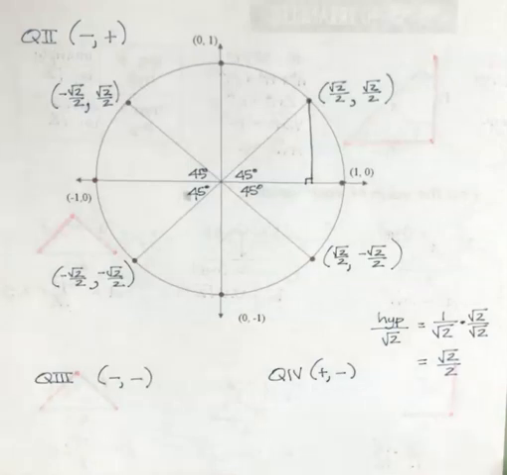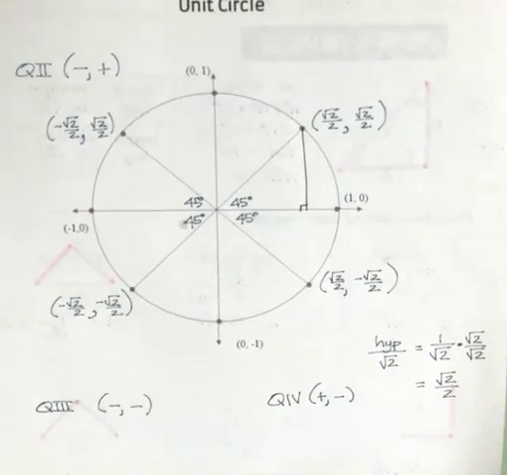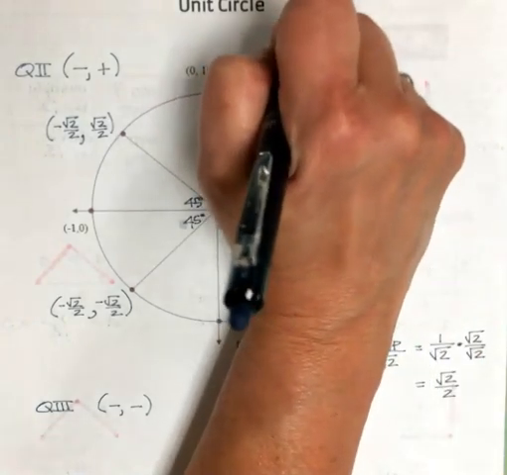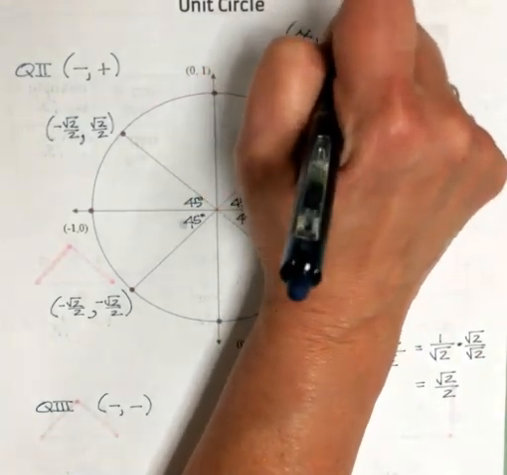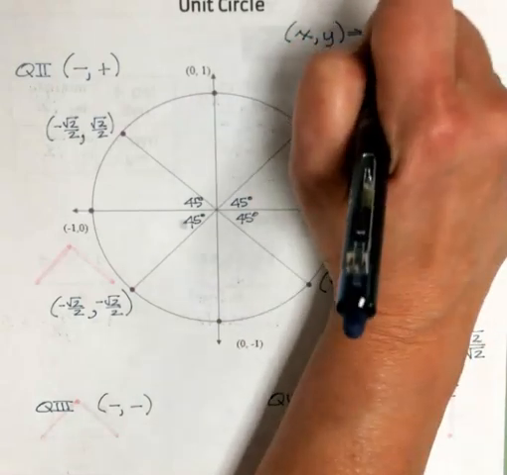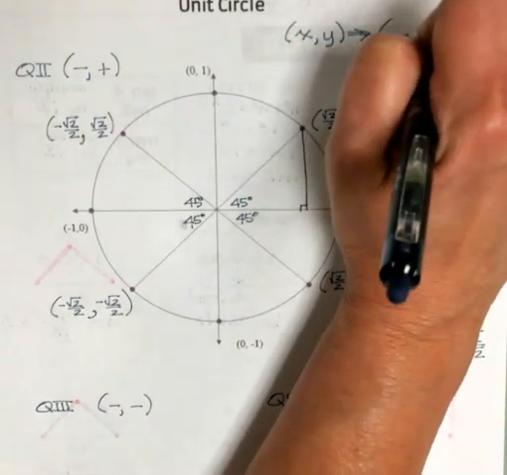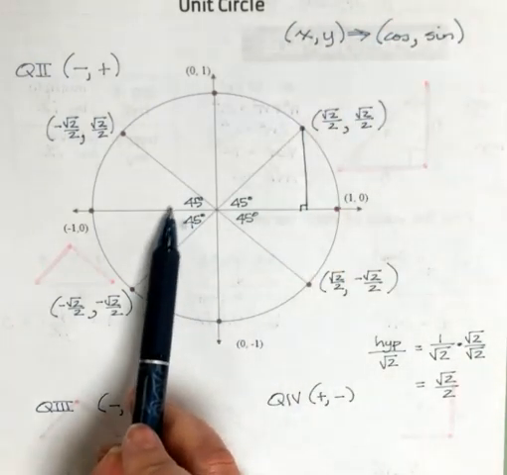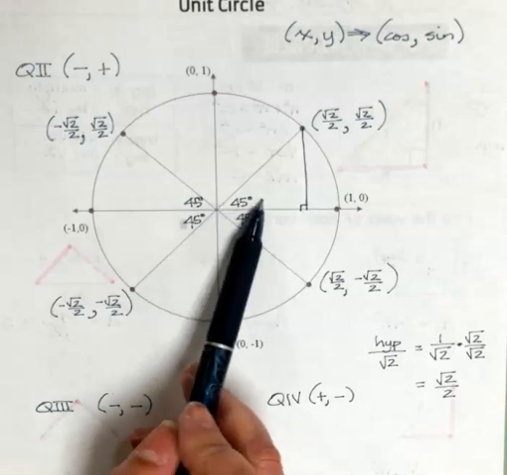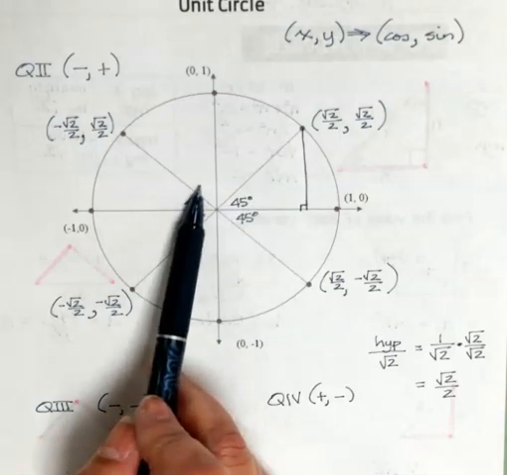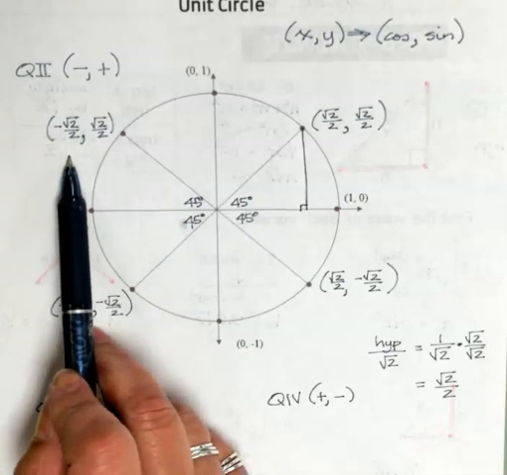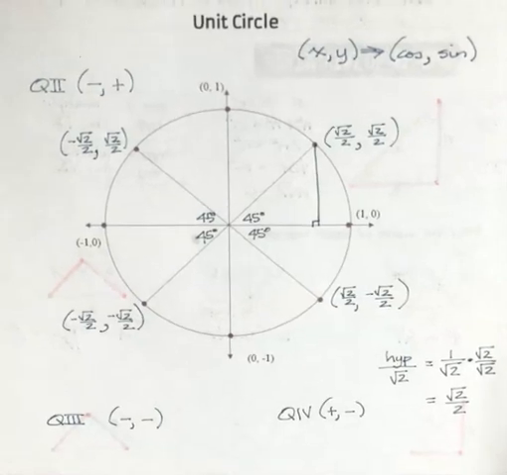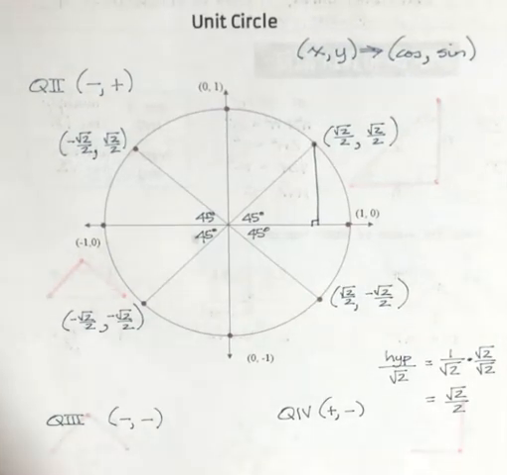Okay? Now, one more piece of information about the unit circle is your coordinates x, y correspond to your cosine and your sine. So, if I want to find the cosine of this angle here, which is 135 degrees, it would be negative square root of 2 over 2. So this is a quick and easy reference on your 45, 45, 90 triangles.